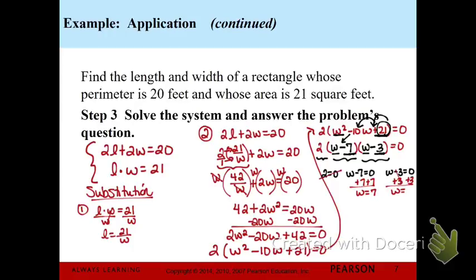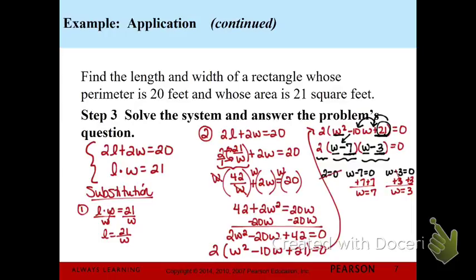Now make sure they make sense. Can your width be 7 or 3? Yes. Well, what kind of number can the width not be? It can't be negative, and it can't be 0, because it's got to have a length there. So just make sure they make sense. Sometimes they don't, and that way we can throw that answer out. All right, so what do we do once we find W?